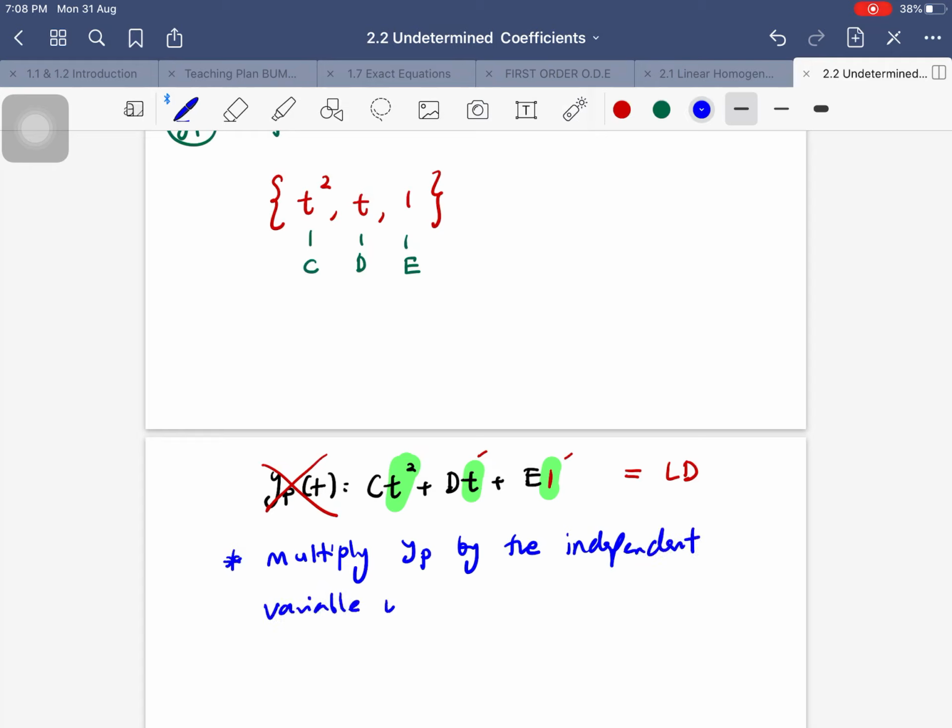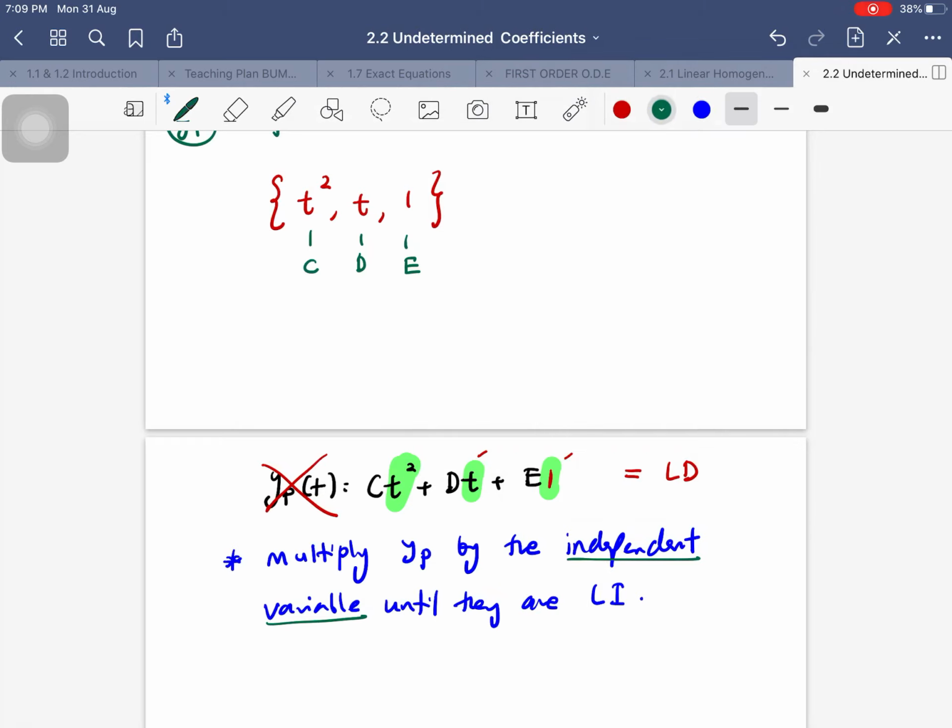So this is the rule until they are linearly independent. Maybe you have to multiply only once, maybe you have to multiply twice, and so on until they are linearly independent. So now, what is my independent variable? For this case, my independent variable is going to be t.